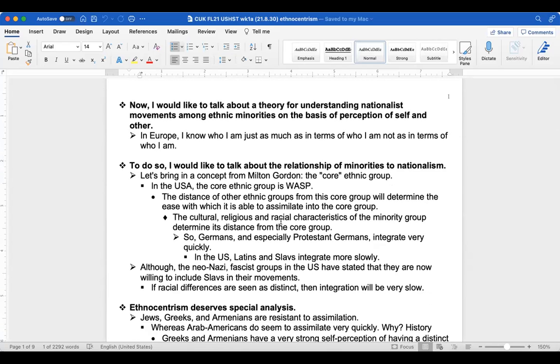So people do assimilate into the United States. America was founded by white Anglo-Saxon Protestants, WASPs, and then the other Europeans slowly did assimilate, some faster than others, right? Germans, and especially Protestant Germans, assimilated into the core group faster than others. In the US, people from Southern Europe and Slavs integrated more slowly, but they have integrated. Donald Trump's biggest supporters are white Catholics and white Protestants.